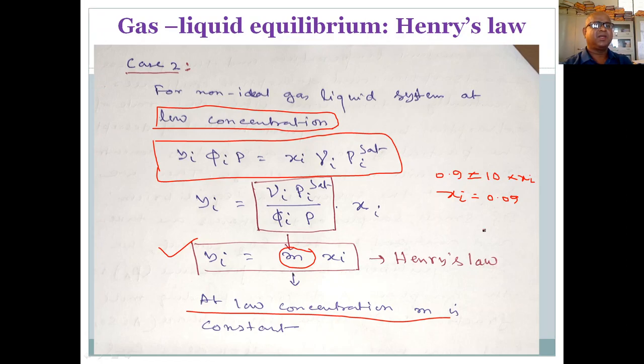And if m is low, let's say m equal to 0.5, and xi is 0.9, so what will be yi?